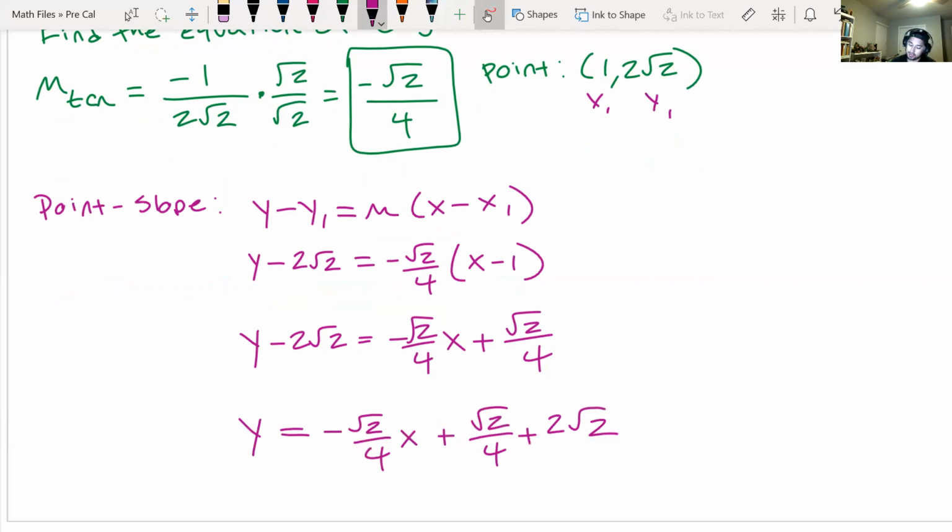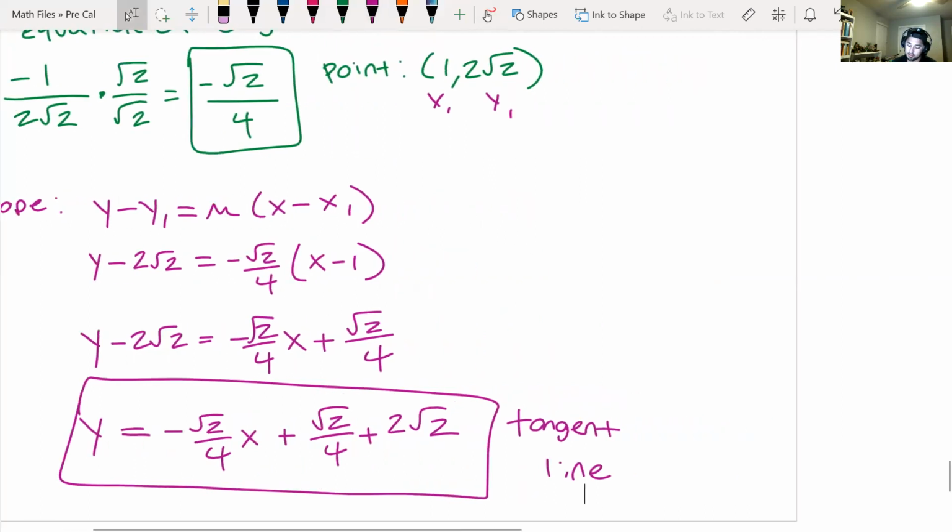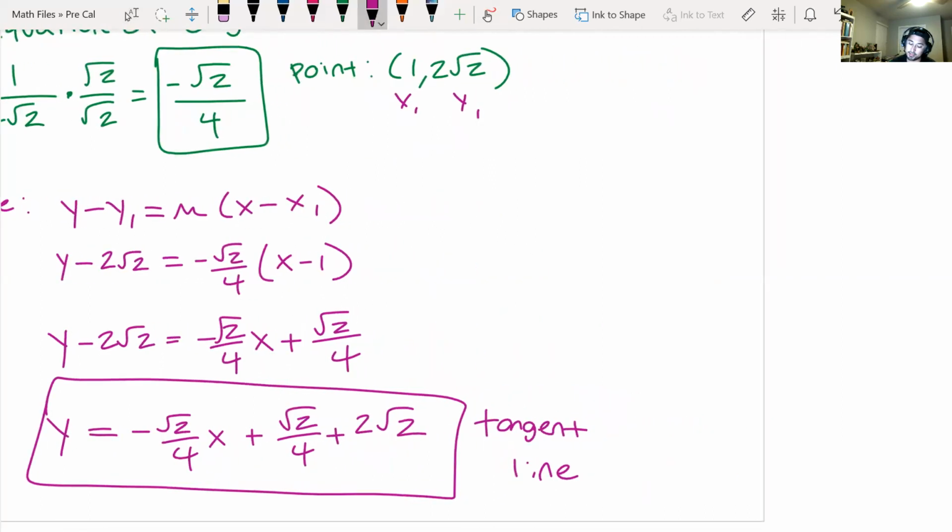And I'm thinking it'll take this as your answer. This is the tangent line. But if it doesn't take it as your answer, then you're going to have to combine those last two. So how do we do that? Well, it's as simple as getting a common denominator.